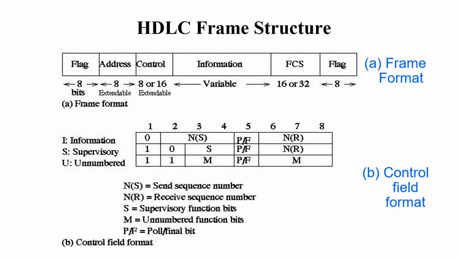Information frames are used for data transfer and include send and receive sequence numbers with a poll/final bit. Supervisory frames handle error and flow control with the supervisory function bits and sequence numbers. And unnumbered frames manage link setup, disconnection, and control using unnumbered function bits. Together, these fields enable efficient and reliable data transmission under HDLC.